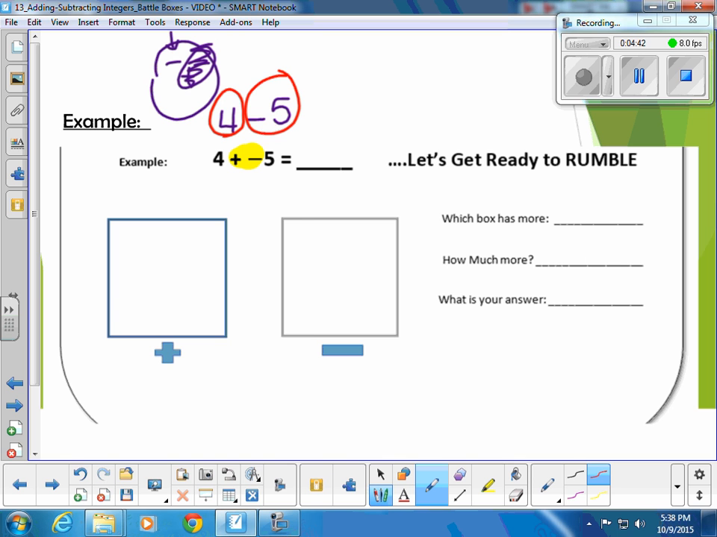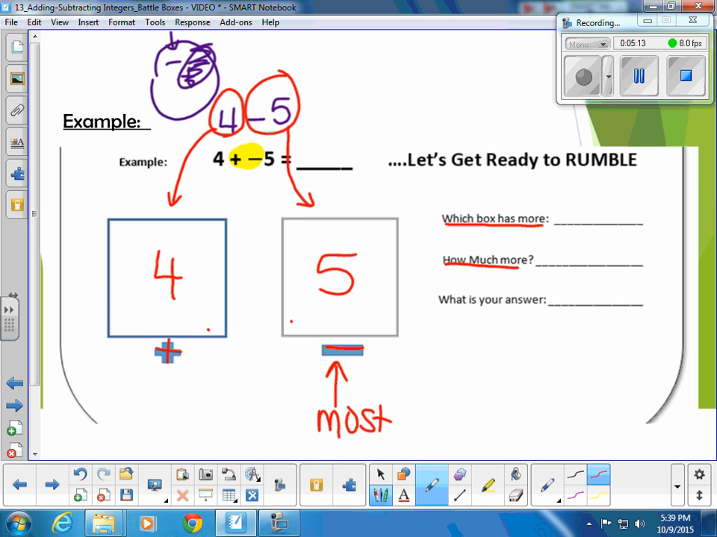If I've rewritten them, positive 4 is going to go in this box, and my negative 5 is going to go in my negative box. So here's my negative box, here's my positive box. Rewrite your 4 in here and your 5 in here. It's that simple. Rewrite your problem, write the number in the box. Now, ask yourself which box has more. Well, which one's bigger, 4 or 5? And the answer is this one. This one has the most.